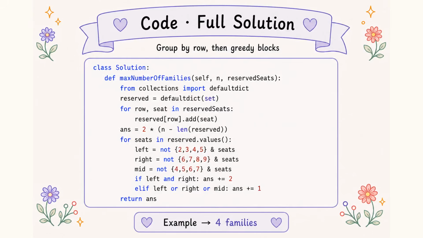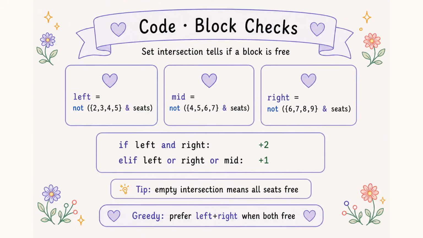Here is the full Python solution. Build a default dict of sets for reserved seats per row. Initialize answer as 2 times n minus the number of reserved rows. For each row set, test left, right, and mid with set intersection. If left and right are free, add 2. Else, if any one is free, add 1. Return the answer.